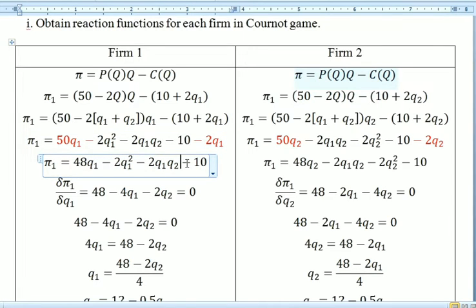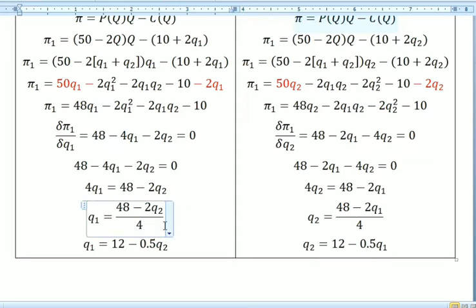So we differentiate the profit over quantity 1 and set it equal to 0. We make Q1 the subject, so we divide by 4. So we get Q1 equals 12 minus 0.5Q2.